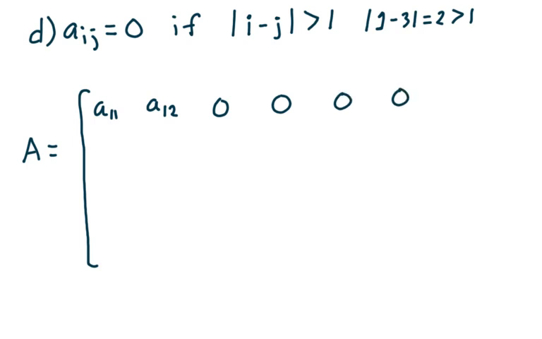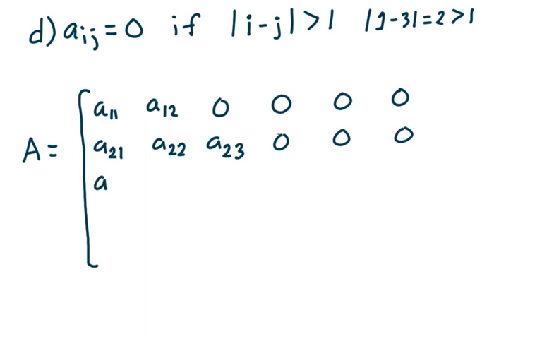Okay. Now I'm going to go A21, A22, A23, right? I hope that makes sense. But the minute I get to A24, right, isn't 4 minus 2, 2? And 2 is bigger than 1. And so I claim that's going to be 0. And the rest of these are 0.